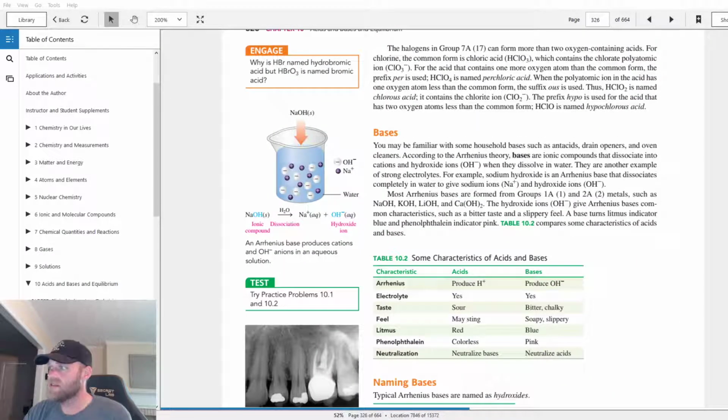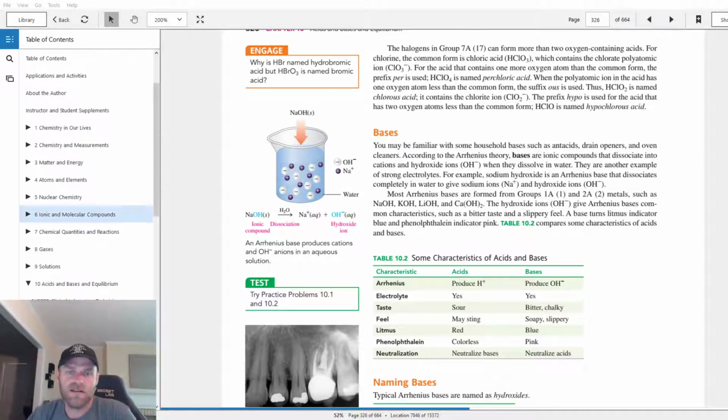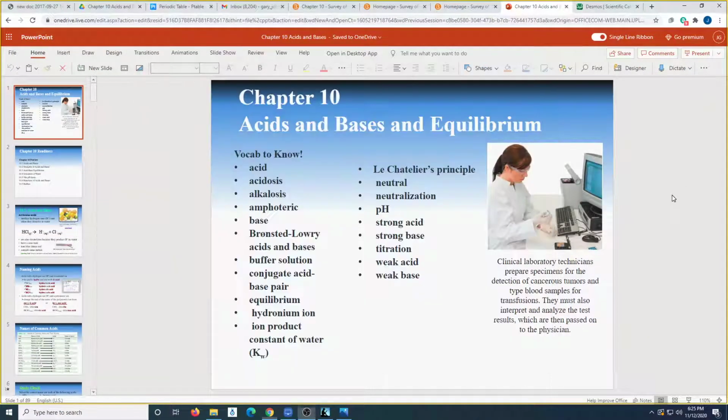There's the Bronsted-Lowry definition and the Arrhenius definition. We'll discuss both. But like I said, I'm going to kind of use this PowerPoint and go through there. I'll stop when I need to so I can show y'all some things on the iPad or whatever.